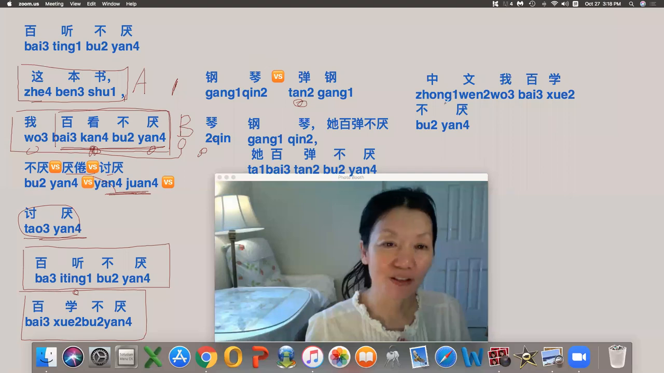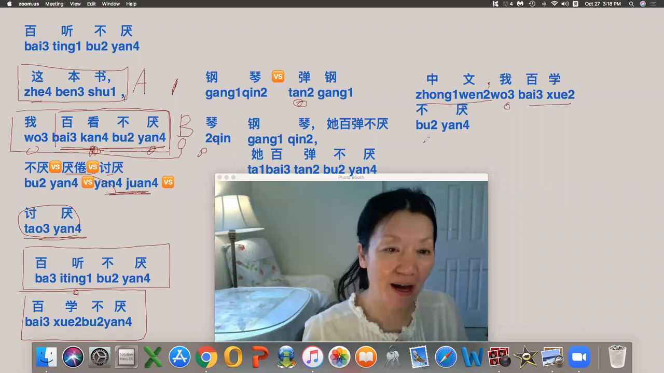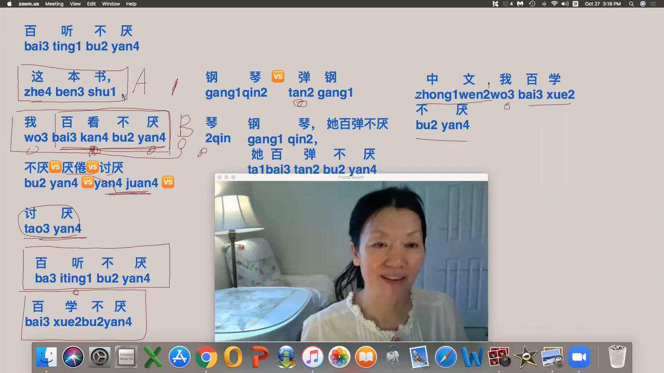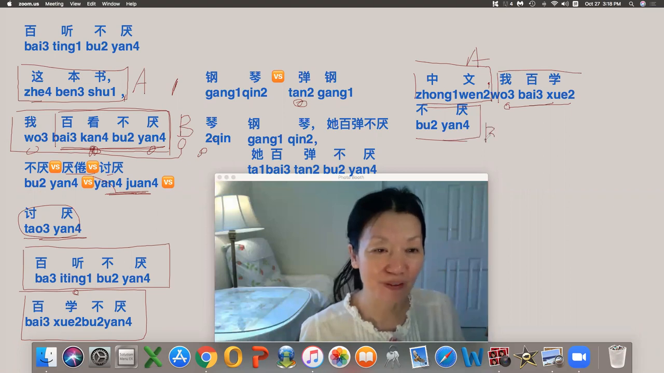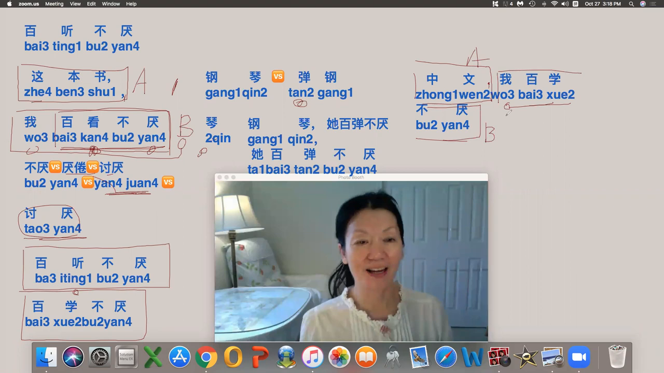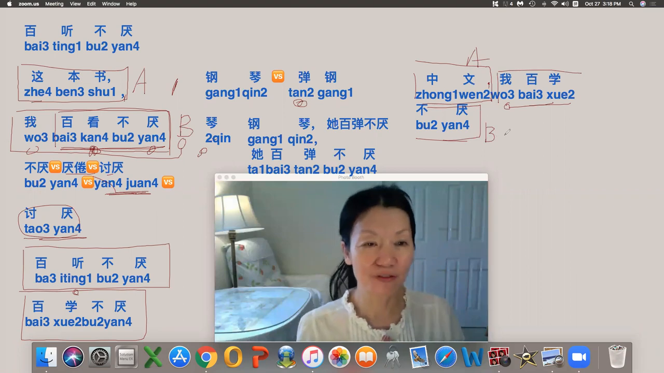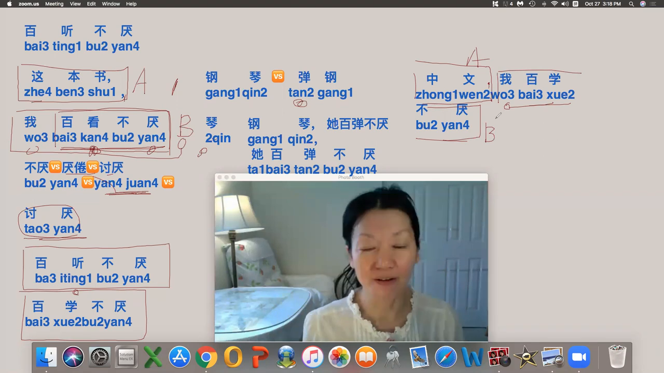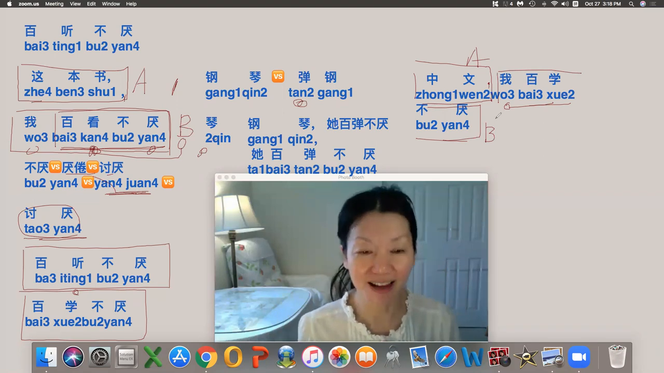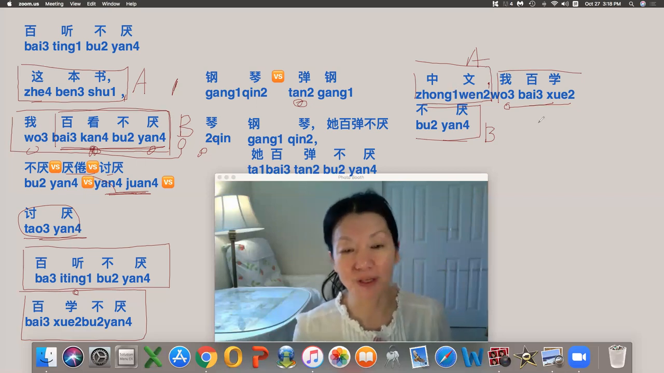Okay. You can put a comma here, okay? The first one here I want to say is A, and the second one, 我百学不厌, here is B, right? Also, I can say A goes first, B goes second. 我百学不厌 for what? Never tired of studying for what? Chinese. I can say 中文我百学不厌.